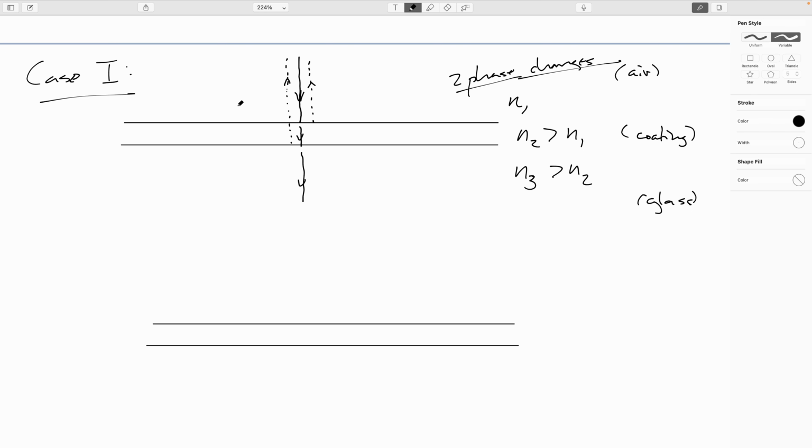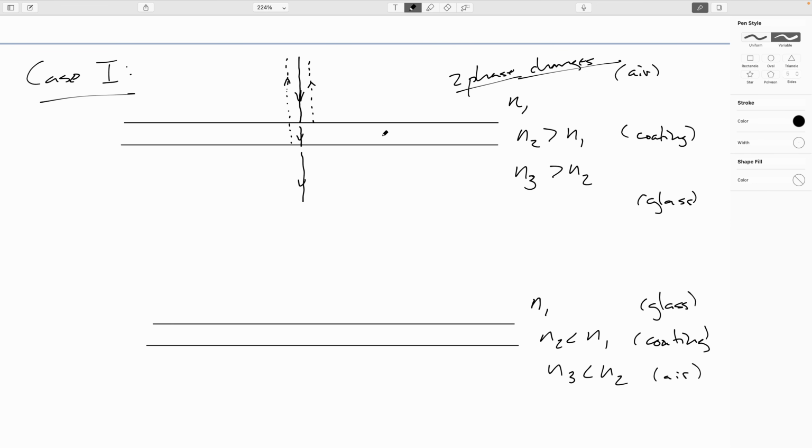So if this was the entrance to a surface of a lens, or we had air, the coating, and glass, if we were to reverse this, I still need to call these N1, N2, N3. So here, N2 is less than N1, and N3 is less than N2. So let's say this is glass as an example. Our coating is chosen to have an index of refraction in between the air and the glass we're using. And then finally, the air.